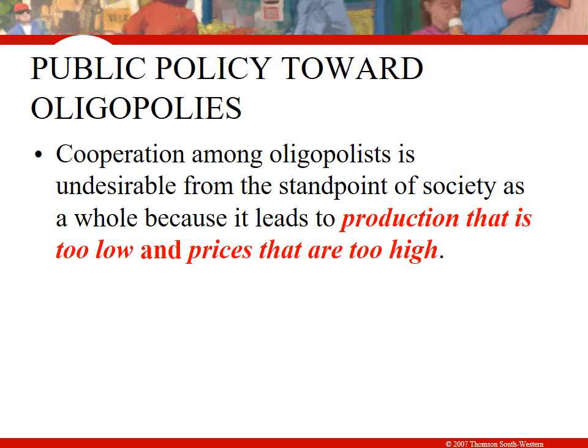And so cooperation among oligopolists is undesirable from the standpoint of society because it leads to production that is too low and prices that are too high. Ladies and gentlemen, this is very similar to deadweight loss, right? Just like a monopoly, production can be too low, prices can be too high when they cooperate. There's not enough competition. So that's oligopolies.